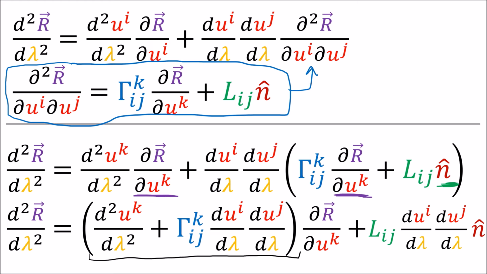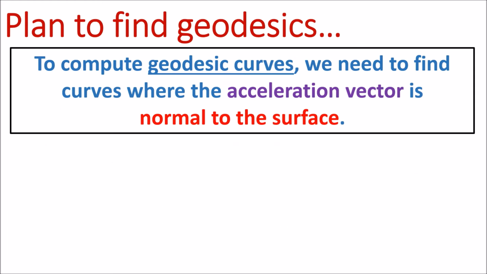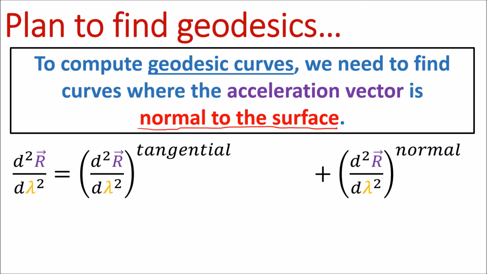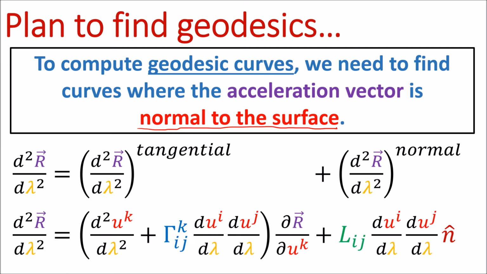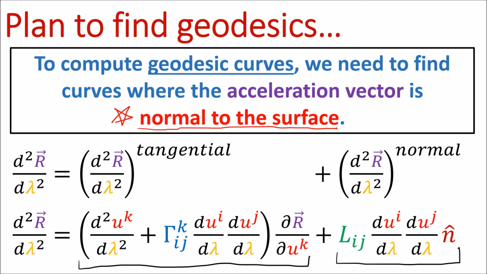So how does that help us? Well, recall our plan all along was to find geodesic curves, which are curves where the acceleration vector is always normal to the surface. And earlier we talked about how we can break up the acceleration vector into a tangential part and a normal part. Well, that's exactly what we've just done with this formula here. We broke up the acceleration vector into a tangential part and a normal part. And if the geodesics are curves where the acceleration vector is always normal, that means that geodesics will always have a tangential part of the acceleration that is equal to zero.